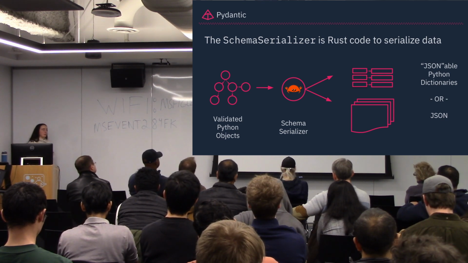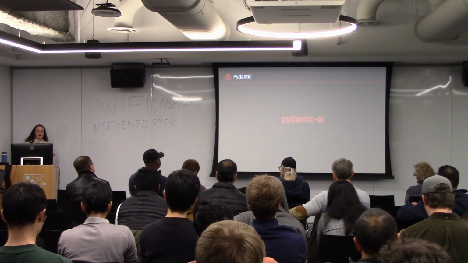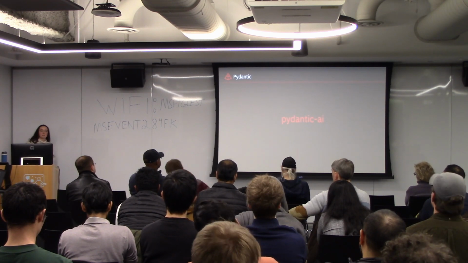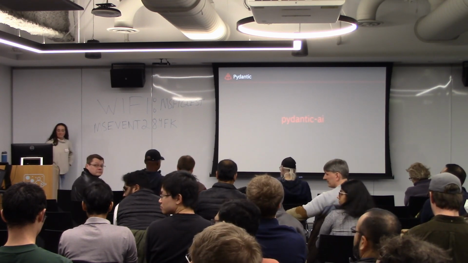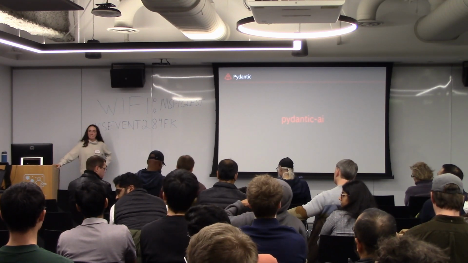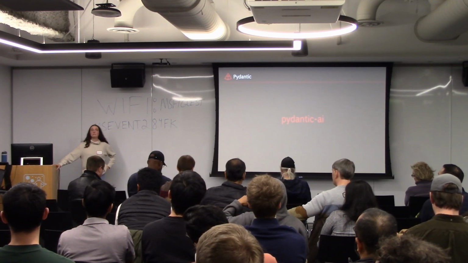Okay, I'm gonna pivot to chatting about Pydantic AI unless folks have any other Pydantic specific questions. Yeah. So those Python objects are fully instantiated before they're passed on to the Rust? Okay. Yep.